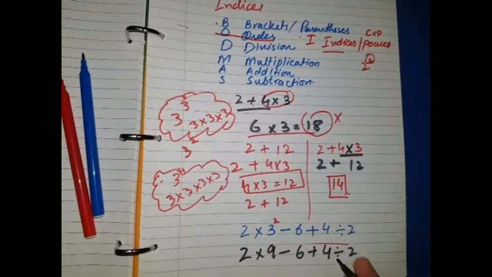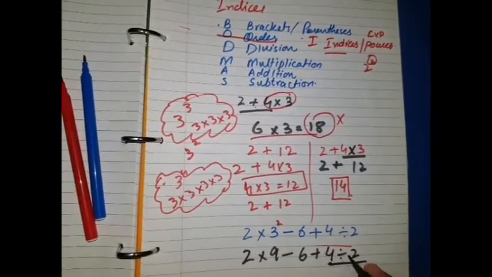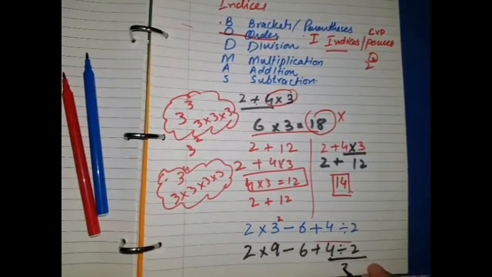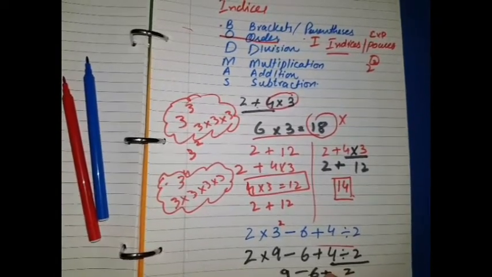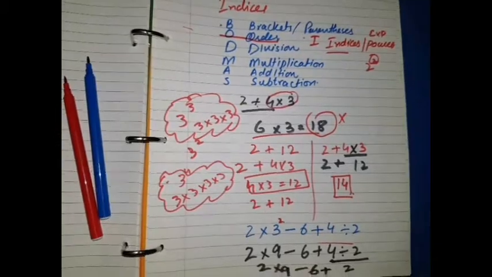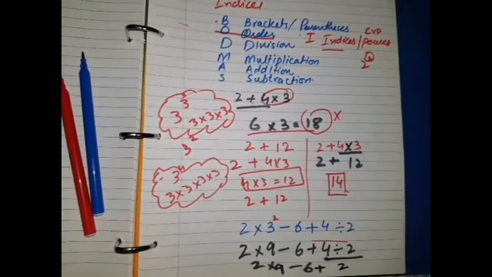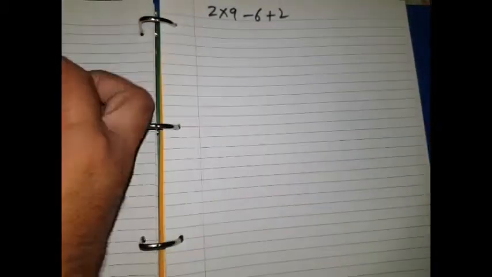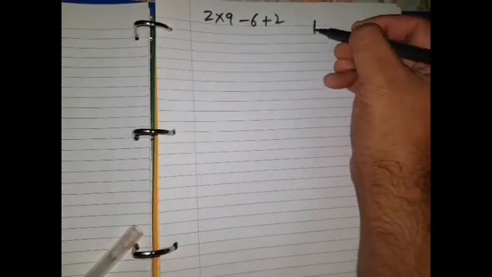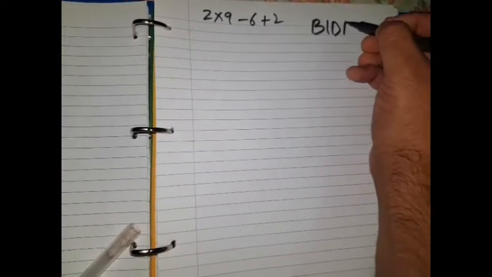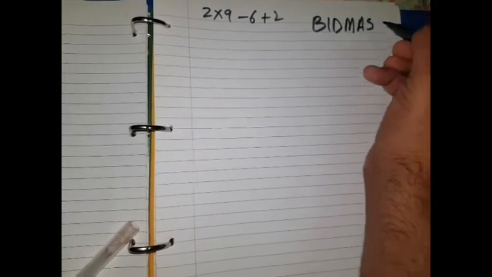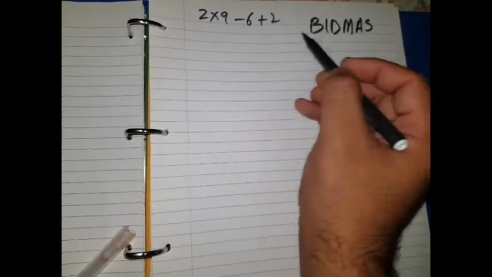So I will do division first. 4 and 2 divided each other. We got 2 as my answer here. I'll bring plus 6 minus 9 times 2. Now, I will solve as per the BODMAS, which shows brackets, indices, division, multiplication, addition, and subtraction. So, now, I will look at the order again.